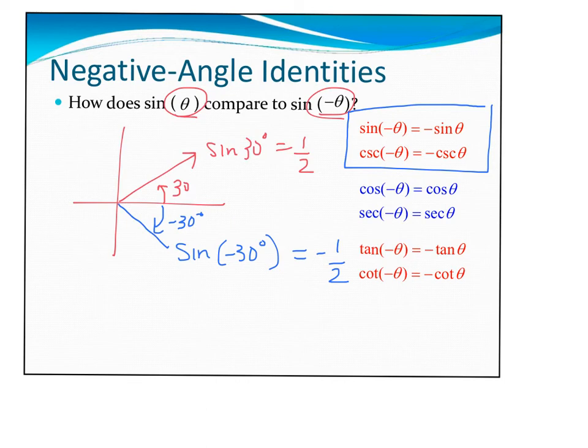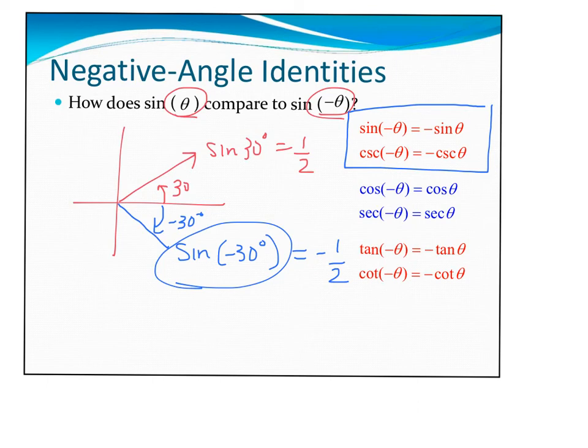So when I look at sine of negative 30 degrees, basically I'm just thinking that I'm going backwards, and sine of positive 30 is equal to 1/2, but when I go backwards, I now get -1/2. And that's going to be true for sine and its reciprocal cosecant, and also tangent and its reciprocal cotangent.